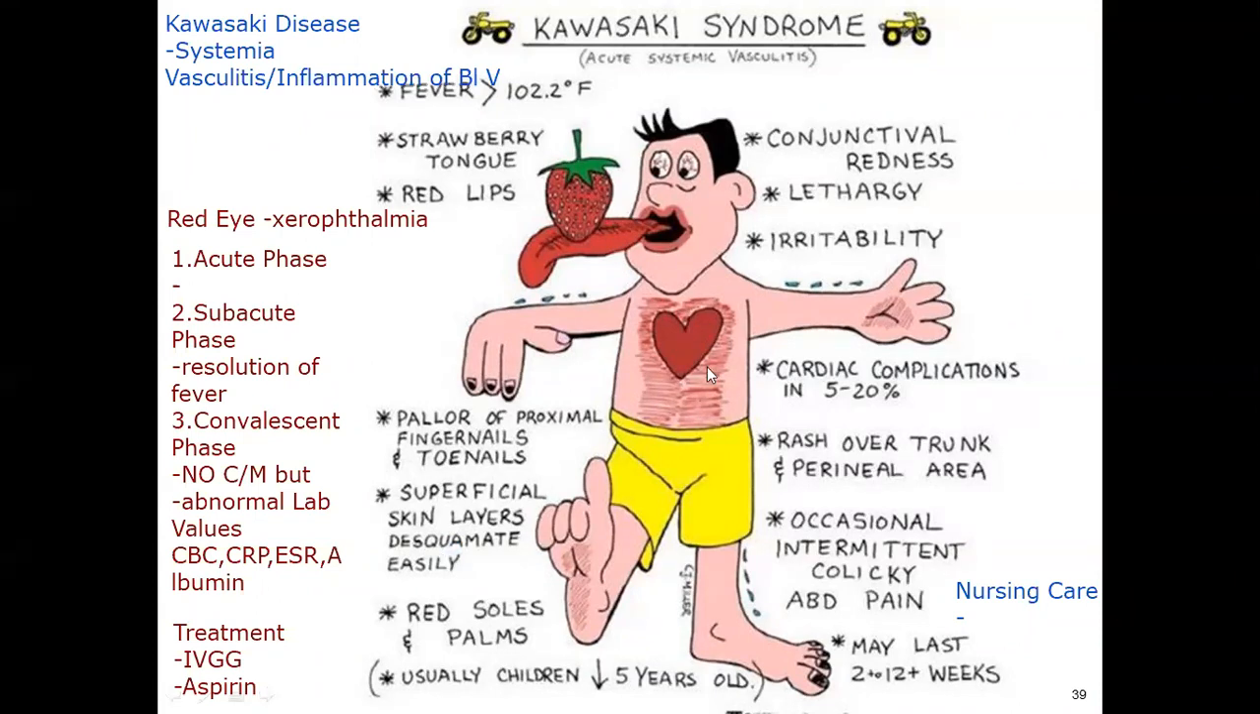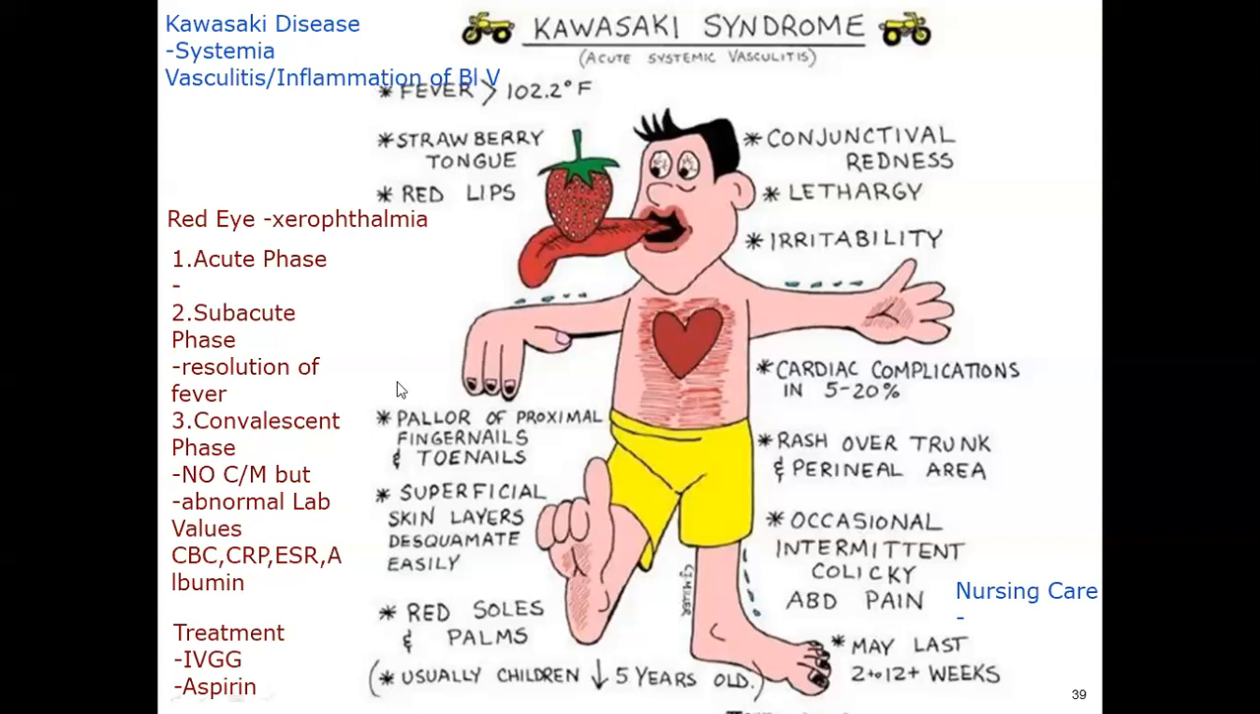As I told you, this problem, Kawasaki syndrome, is most common in infants or children less than 5 years old. Conjunctival redness, the patient feels lethargy and irritability. Even rash over the tongue, all over the body, even in the perineal areas. And occasional intermittent colicky abdominal pain is also common.